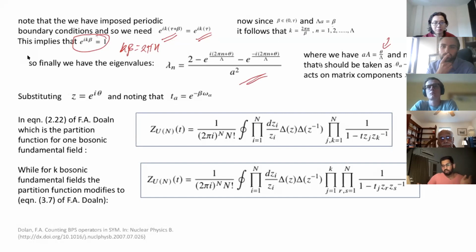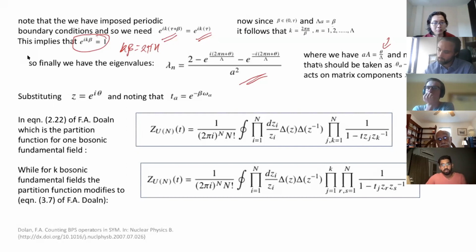Now, once we have the eigenvalues, then we know that the determinant of that matrix can just be computed as the product of these eigenvalues. And so that's how one can explicitly obtain a formula for the partition function. Although there also exist integral formulas to obtain this partition function, and Dolan lists some of these. So this is the integral formula to obtain the partition function for one bosonic field, while this is the same thing for k bosonic fields, and the generalization is pretty straightforward.